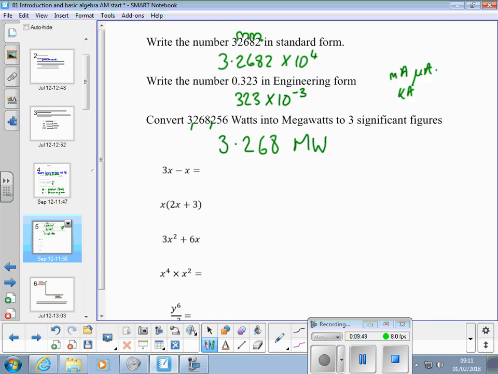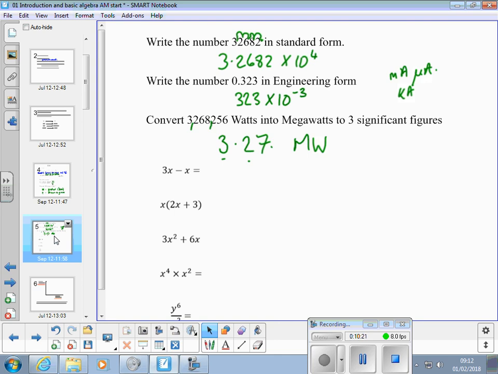Is that the 3 significant figures? 1, 2, 3. Yeah? So what we've got to do, 2, 7, yeah. Okay? And that's something that you're going to have to get used to, choosing an appropriate number of significant figures to round your values to.